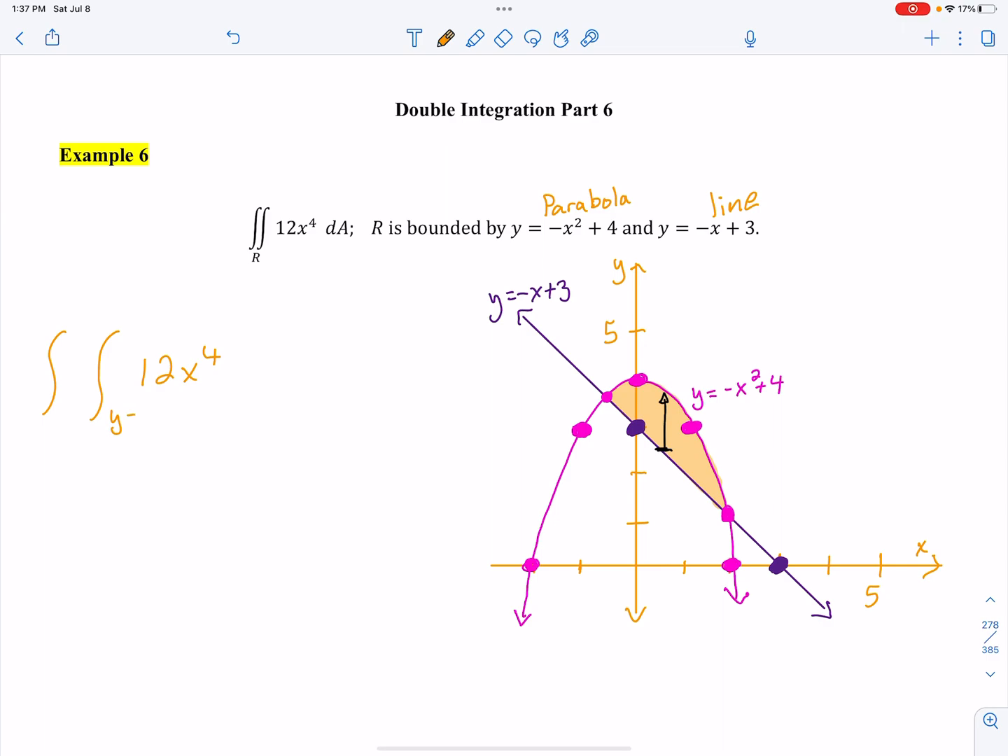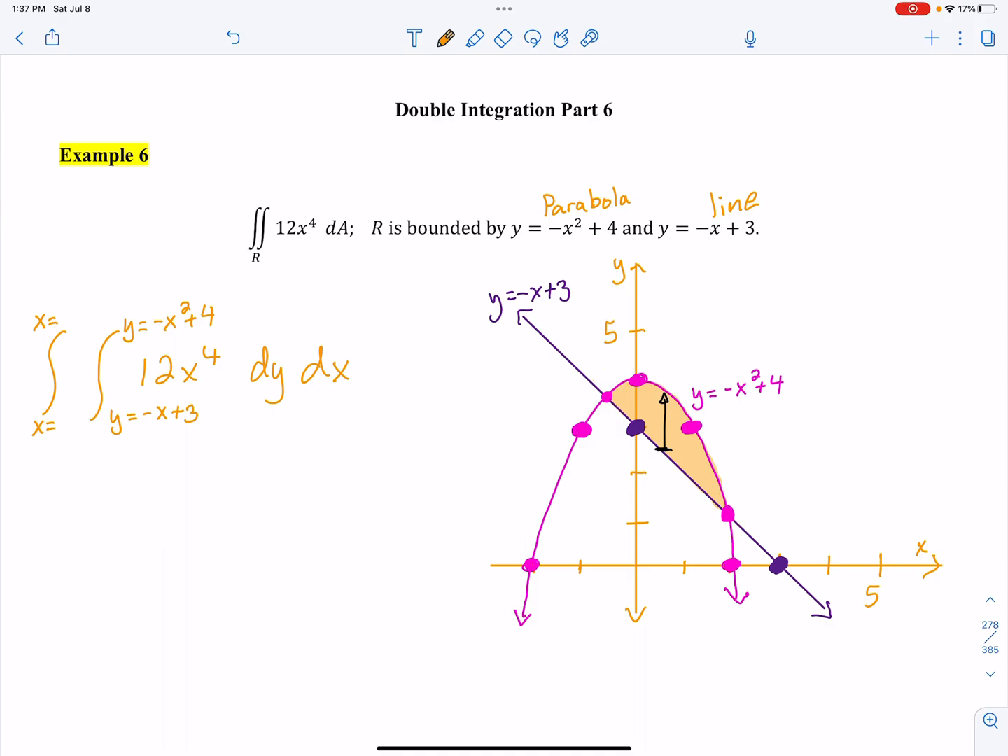The line is on bottom, so this is y equals negative x plus 3. And then the parabola is on top. That's going to be negative x squared plus 4, which means I have dy dx. All right, our bounds are not as simple as you would think. I almost wrote a 0 there. It is not. It is right here and right there. We have to find a way to find those bounds.